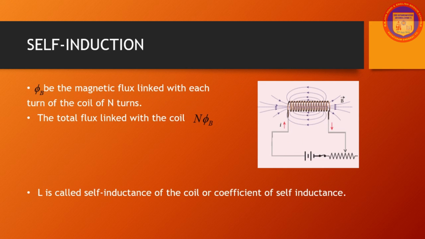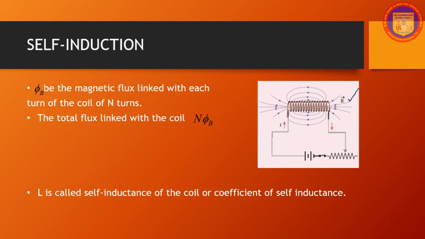Self-induction. Whenever an electric current flows through a coil, a magnetic field is produced around it. Therefore, the magnetic flux of the magnetic field is linked with the coil itself. If the flux is changed by changing the current, an EMF is induced in that same coil. This phenomenon is known as self-induction. The EMF produced is called the self-induced EMF.